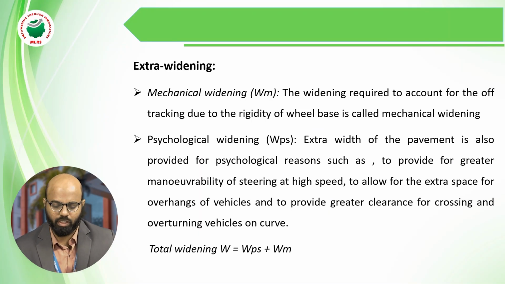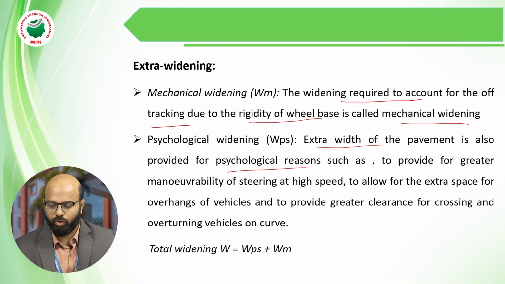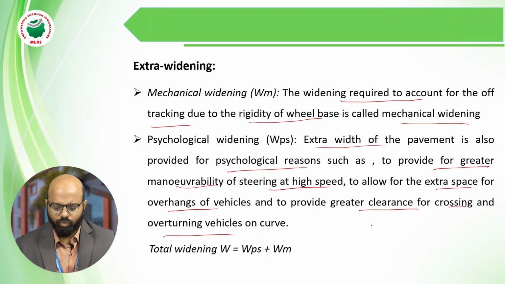Extra widening. There are two types of extra widening we provide: mechanical widening and psychological widening. What do you mean by mechanical widening here? The widening required to account for the off tracking due to the rigidity of wheelbase is called the mechanical widening. What do you mean by psychological widening? It is extra width of the pavement provided for psychological reasons, such as to provide for greater maneuverability of steering at high speed, to allow for extra space for overhangs of vehicles, and to provide greater clearance for crossing and overturning on curve. Okay, and total extra widening is equal to the psychological widening plus the mechanical widening.